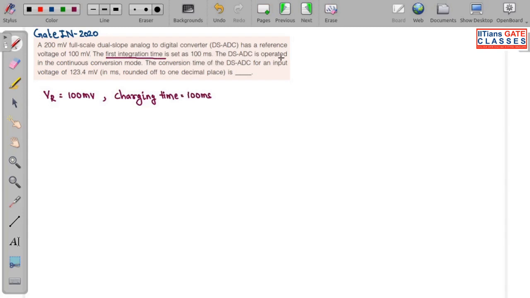The DS ADC is operated in continuous conversion mode. The conversion time of the DS ADC for an input voltage of 123.4 millivolt. They have given that the applied voltage is 123.4 millivolt, and they want you to calculate the total conversion time. What do we mean by total conversion time? It will be the charging time plus the discharging time.